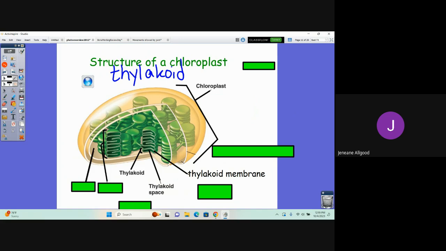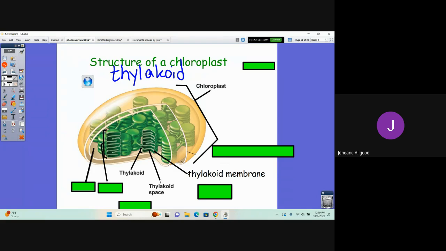Now, why do we care? Well, same reason you have to care about the parts of a mitochondria, because we're going to talk about different things that happen there. In other words, the light reactions that we're going to talk about over the next 2 days, they take place on the thylakoid membrane because there's actually proteins and pigments that are embedded in that thylakoid membrane. The thylakoid space is where we're going to build up an H+ concentration, okay?